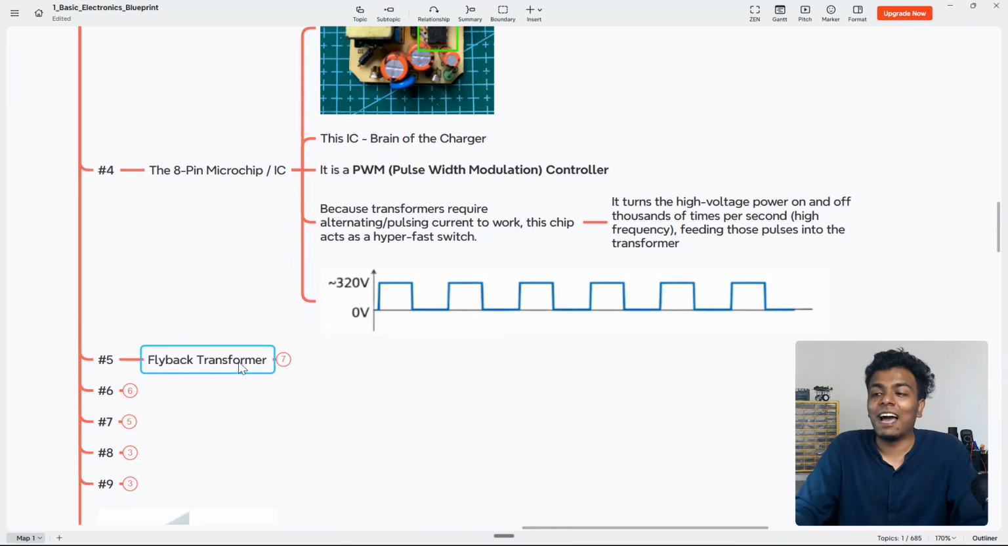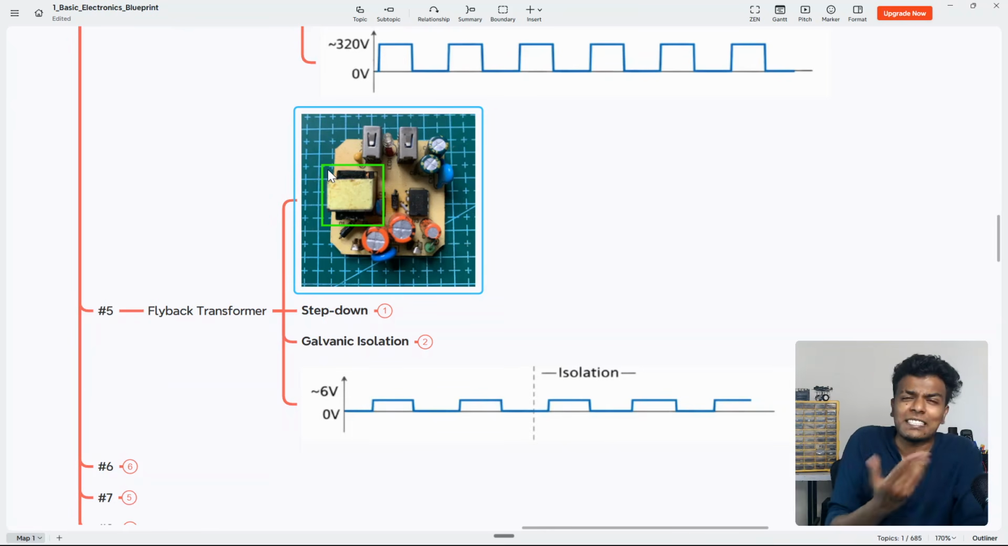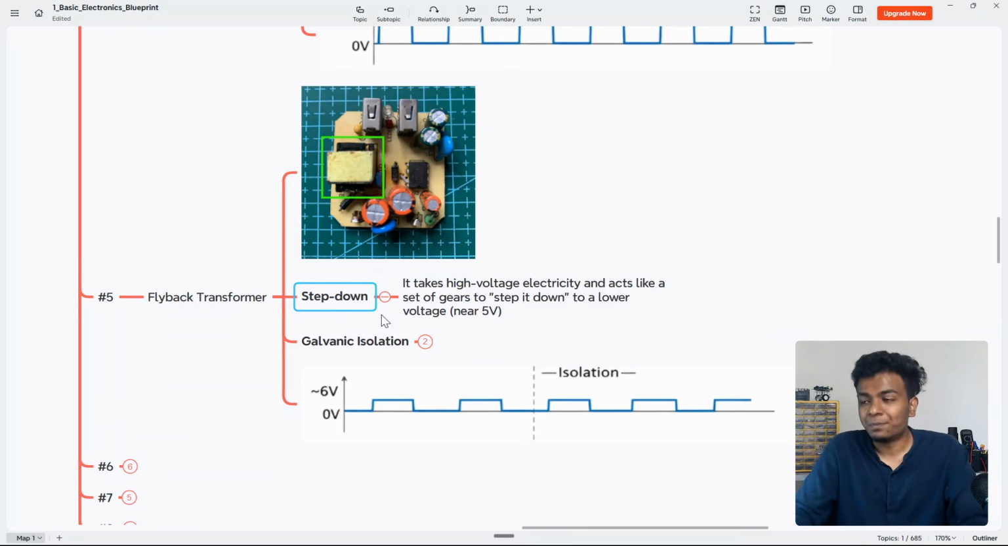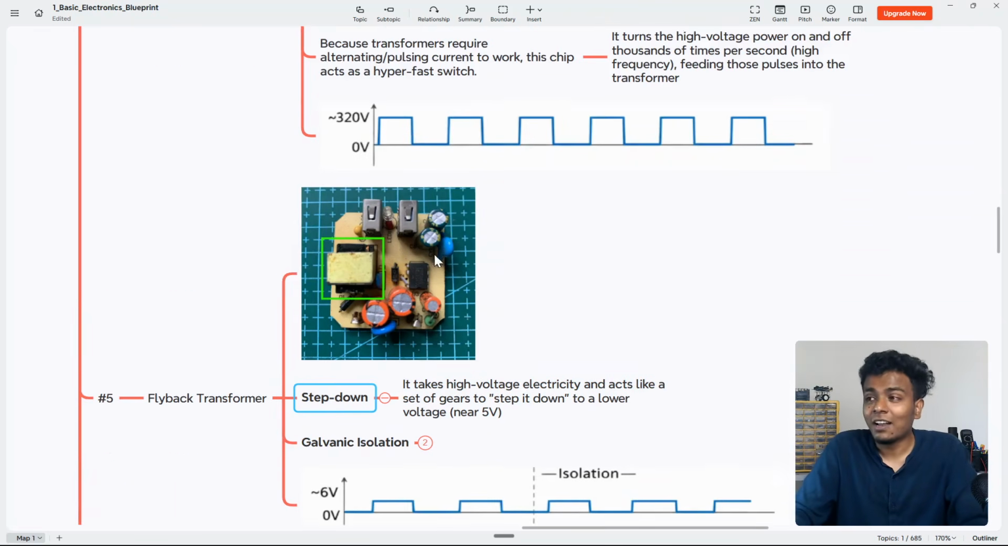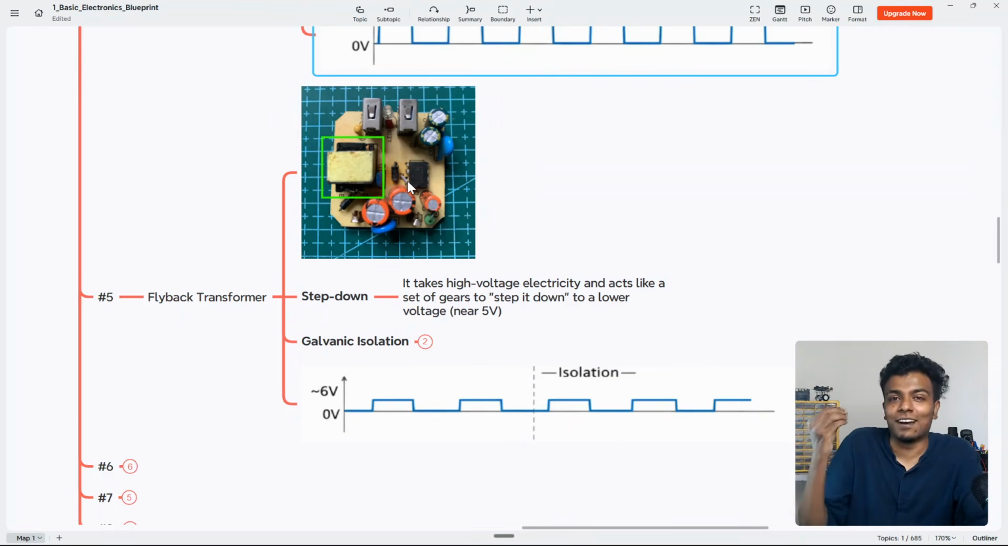And the 5th one, a very important component, is called the transformer. So what is the transformer going to be doing? A transformer is helpful for either stepping down or stepping up. Like 230 volts to 420 volts, that's a step up transformer. 230 volts to 9 volts, that's a step down transformer. So here we have the flyback transformer, which is a step down transformer, helpful for converting our 230 volt power supply into a 5 volt power supply. That's what our transformer is going to do.